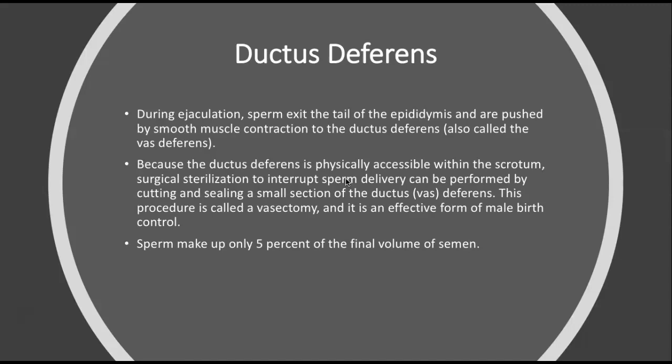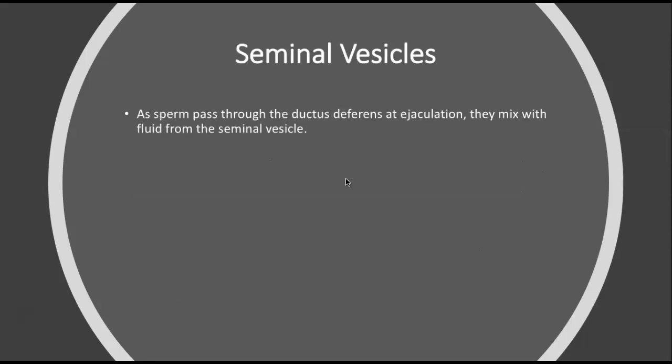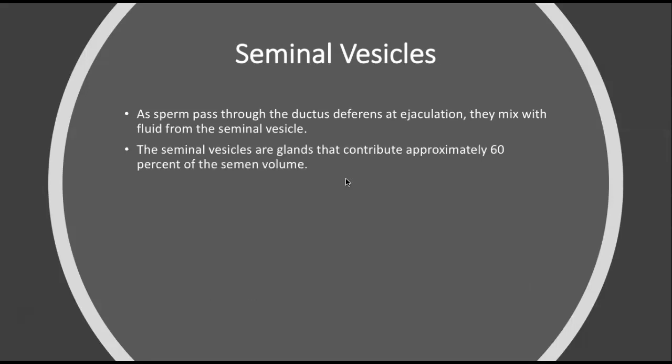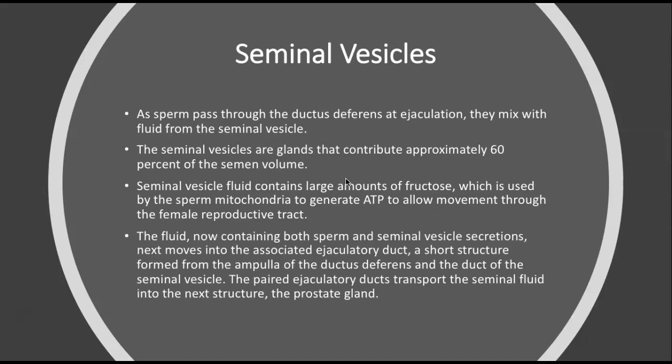So just a little side note here, sperm make up only 5% of the final volume of the ejaculate, or whatever, the semen, what you call the semen. The bulk of the semen is produced by 3 critical accessory glands: the seminal vesicles, the prostate, and the bulbourethral glands. So the seminal vesicles. As sperm pass through the ductus deferens at ejaculation, they mix with fluid from the seminal vesicle. The seminal vesicles are glands that contribute approximately 60% of the semen volume. This fluid contains large amounts of fructose, which I said gets used by the sperm mitochondria that allows them to move through the female reproductive tract.